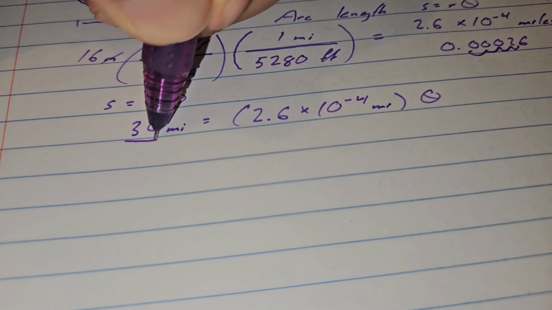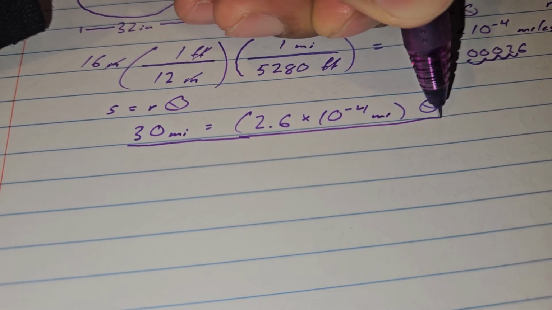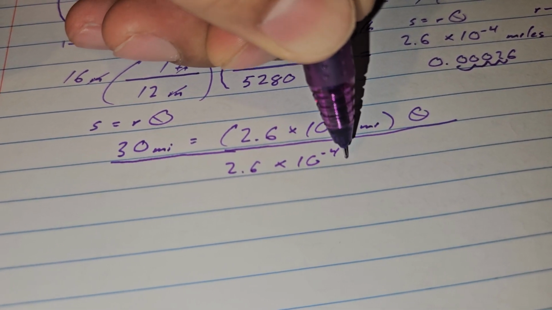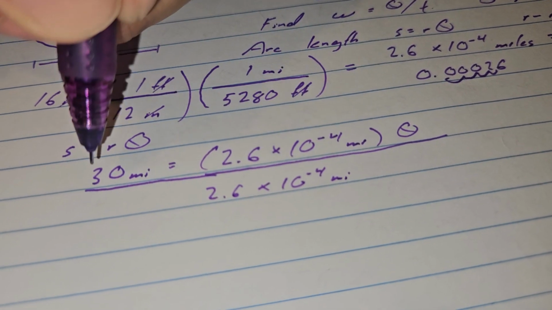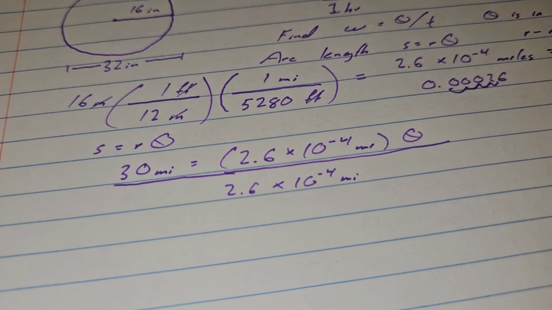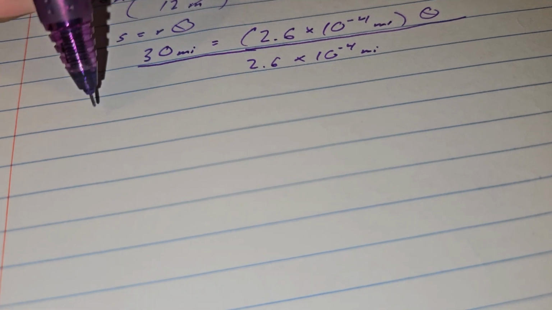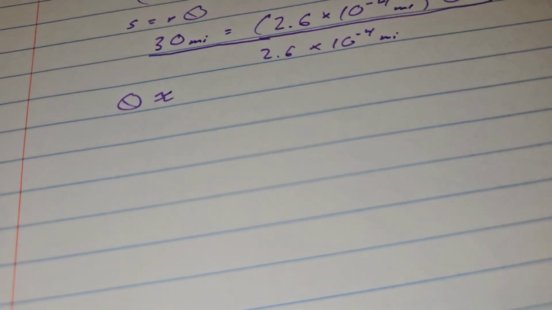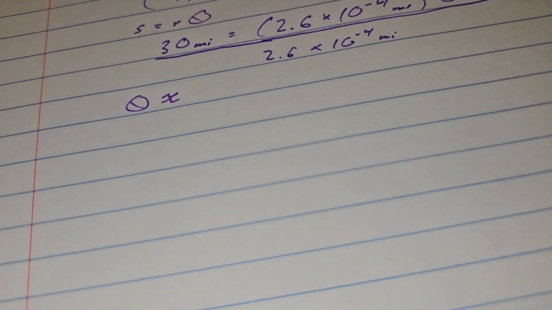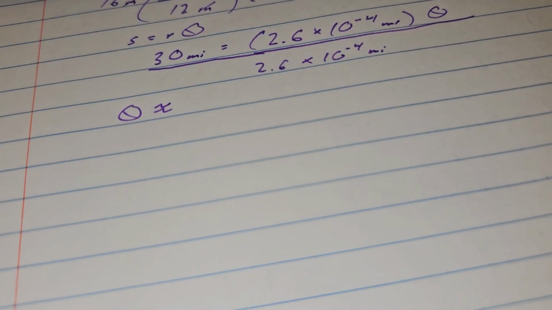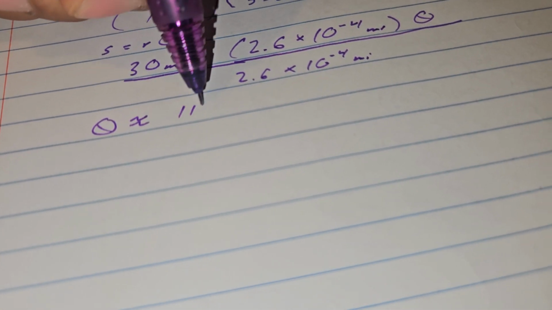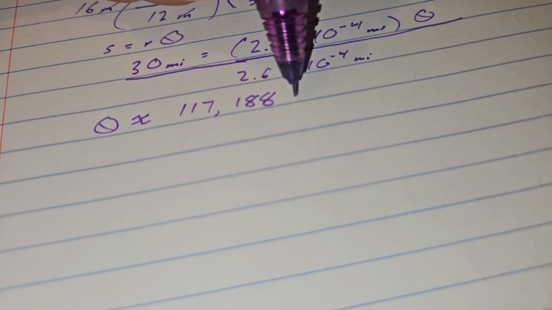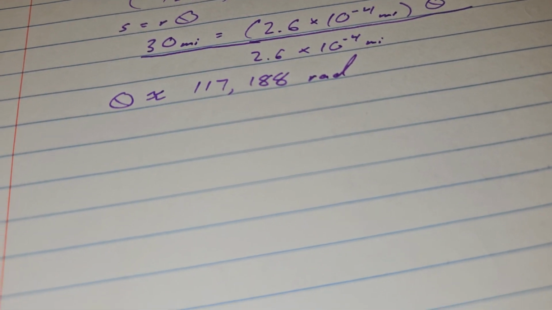The way to do that is just divide all of this by 2.6 times 10 to the negative 4 miles. These will cancel out, and this one will divide with this one. And your theta should be roughly equal to, this is a rough approximation because you're going to get a decimal, 117,188 radians, because remember, theta is in radians.